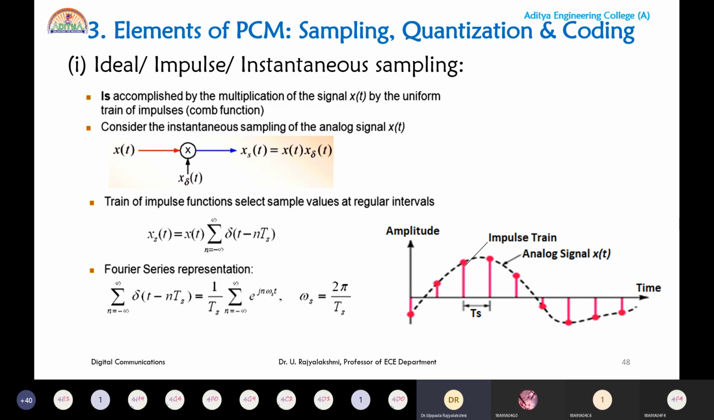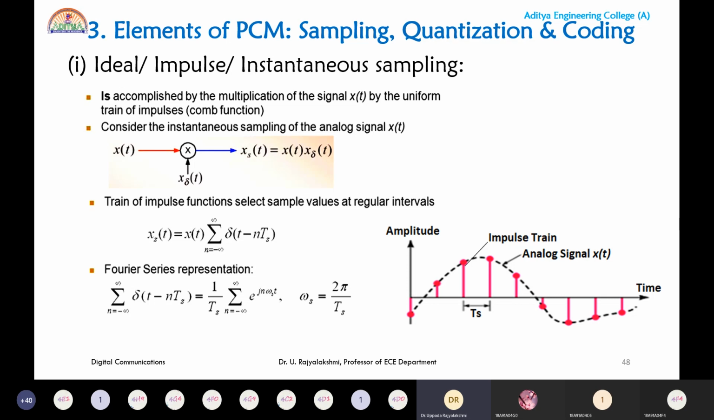In general, a series of impulses are all of constant amplitude. But here in the figure, the pink lines represent the output or the sampled signal, the output signal xs of t. Please observe the third point.